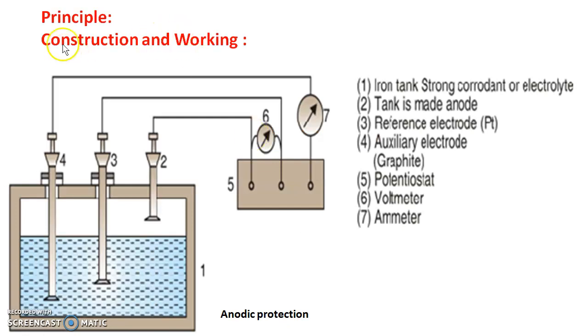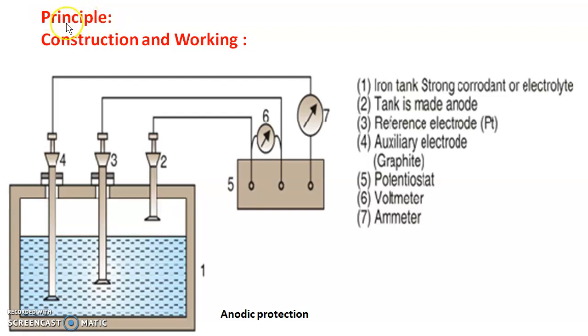What is the principle of anodic protection? A metal or alloy. What is meant by alloy? Alloy is the combination of two metals, right? In the principle of anodic protection, a metal or alloy which has a wide range of passivity voltage is made anodic, and a voltage in the passivity range is applied over it to control corrosion even by a strongly corroding medium. On that principle, anodic protection works.